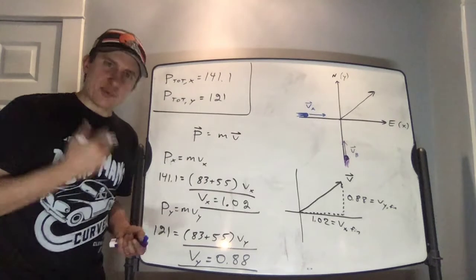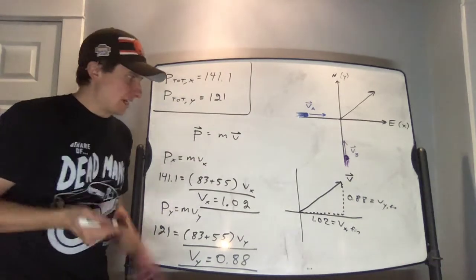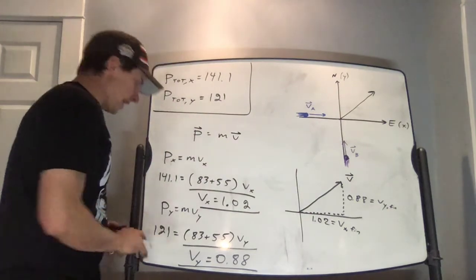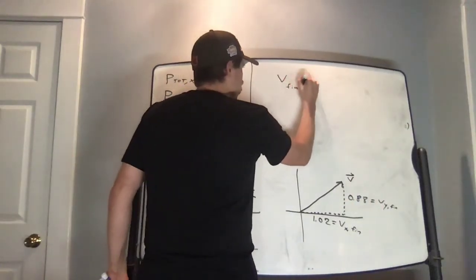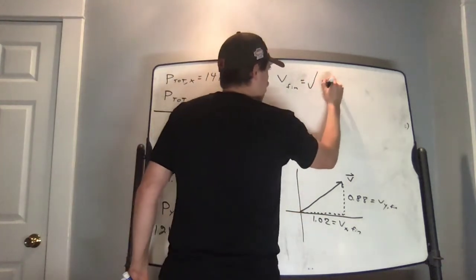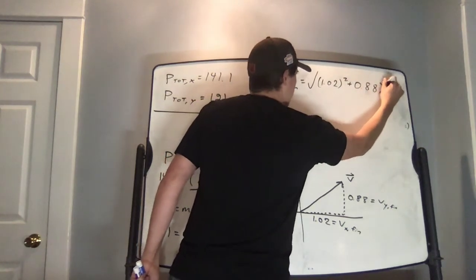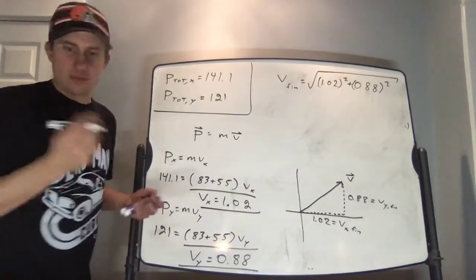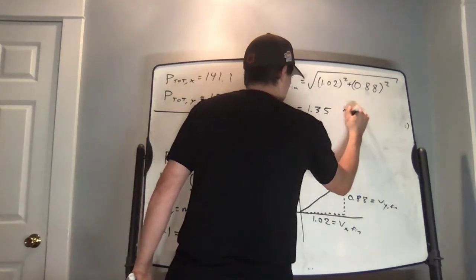And if I want to relate speed to velocity, speed is the magnitude of the velocity vector. So to find the speed, I just have to find the magnitude of this vector. So I will Pythagorean theorem it. So I could say that the final will be equal to the square root of 1.02 squared plus 0.88 squared. And when I put that into a calculator, I find that their final speed is going to be V final equals 1.35 meters per second.